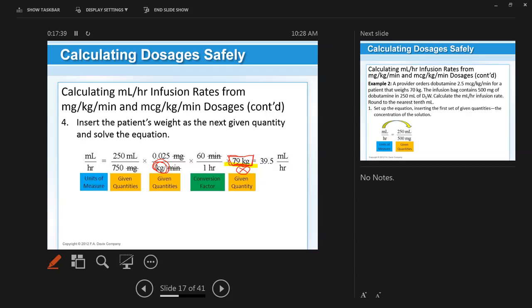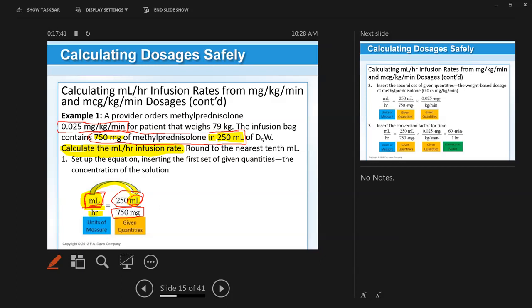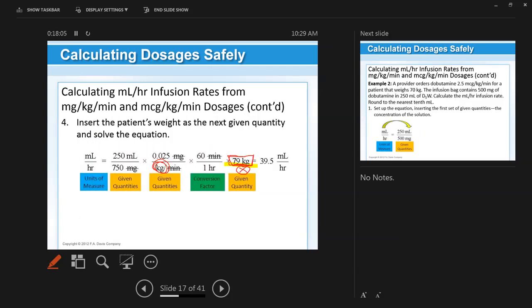Now this is where it's so important in Respondus that you look back to your question and look at what the directions were. When we look at the problem here, our directions were to round to the nearest tenth mL. And most of the time with these critical care calculations, you're going to be doing the tenth, but you really need to pay specific attention to whatever your rounding instructions for that problem are.